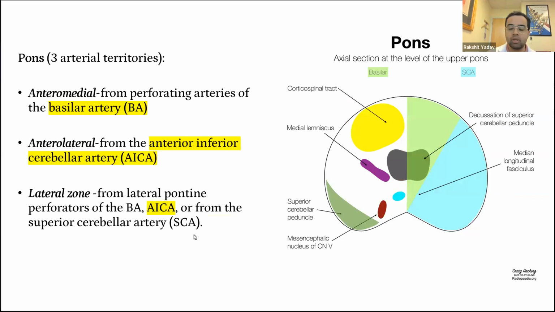Then we have the pons, and usually the most common patients seen usually have an insult to the pons. So this is a really important diagram as well. We can see here that the anteromedial region is supplied by the perforating arteries of the basilar artery. And the anterolateral area is supplied by the anterior inferior cerebellar artery. Now, the lateral zone is supplied by the perforators of the basilar artery as well as the anterior inferior cerebellar artery or the superior cerebellar artery as well. So this is extremely important.